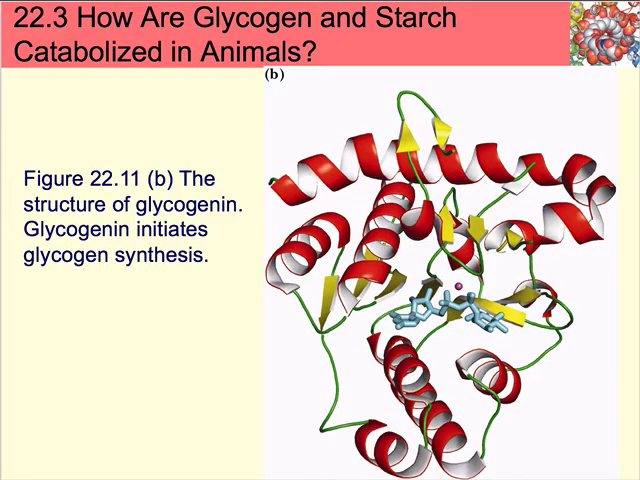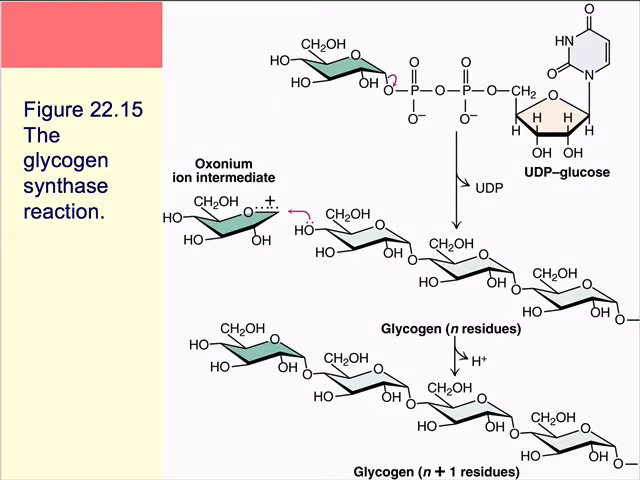Here's the structure of the glycogenin protein. This initiates glycogen synthesis, and the first sugar of a glycogen chain is linked to a tyrosine hydroxyl on this protein. This is the core of all glycogen molecules in your liver and in your muscles.